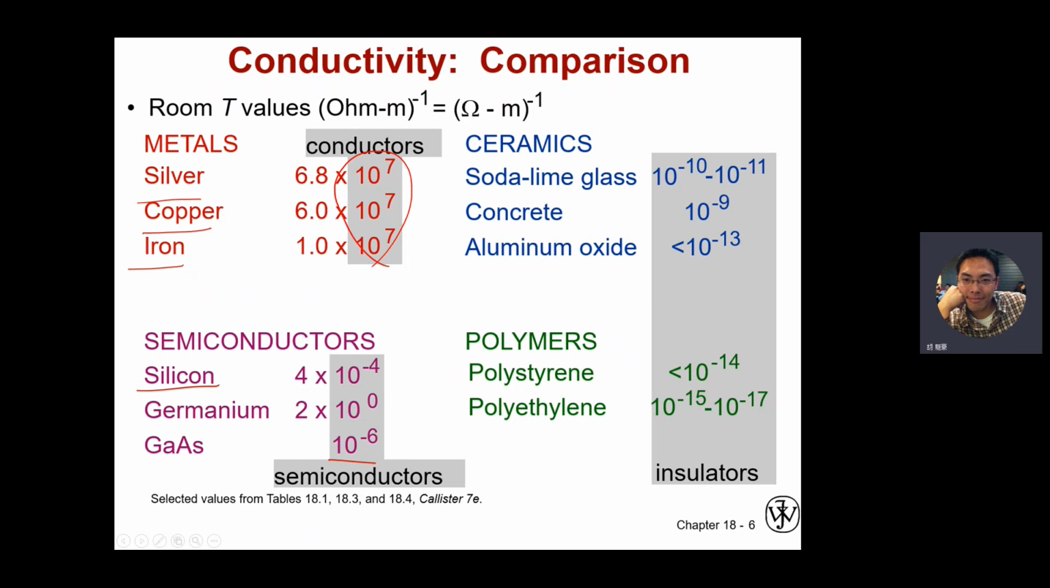And for ceramics, the conductivity should be extremely low, right? Because it's based on ionic bonds or a mixed bond of ionic and covalent. Even for soda lime glass, the conductivity is about 10 to the minus 10 to 10 to the minus 11. For concrete, about 10 to the minus 9. For aluminum oxide, about 10 to the minus 13. And for polymers, the conductivity is similar to ceramics, or even lower. Therefore these two, ceramics and polymers, are usually insulators.